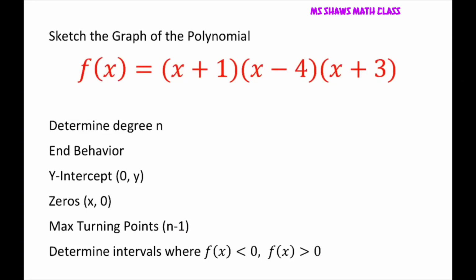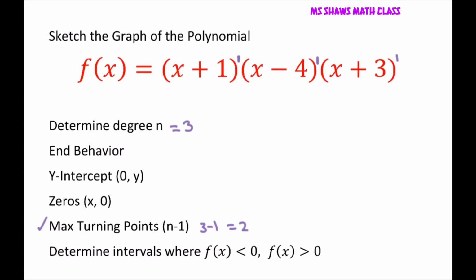Hi everyone, we're going to sketch the graph of the polynomial given here. First of all, let's fill out some information. Our degree is where you add up these factors, which are all to the first power. If you add them up, we have 3 of these, so our degree equals n. Our maximum turning points is n minus 1. So it's 3 minus 1 is 2, so we can have at most 2 turning points.